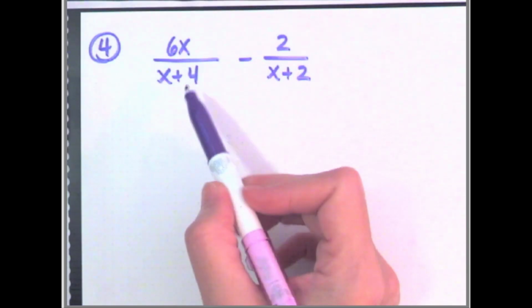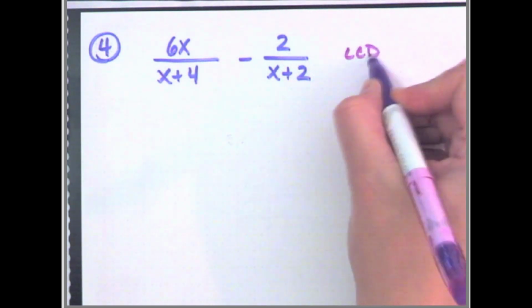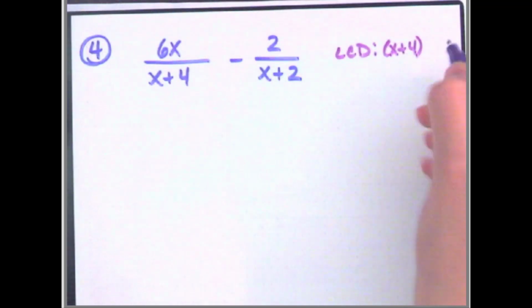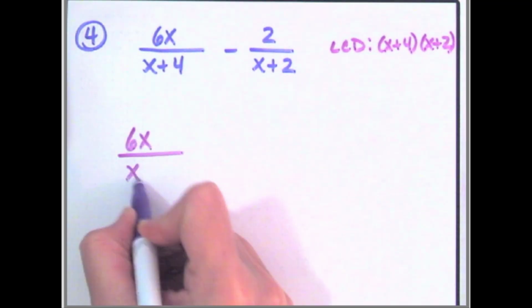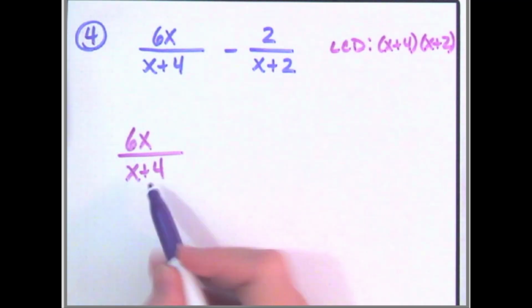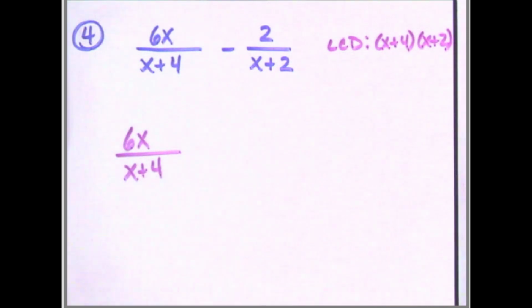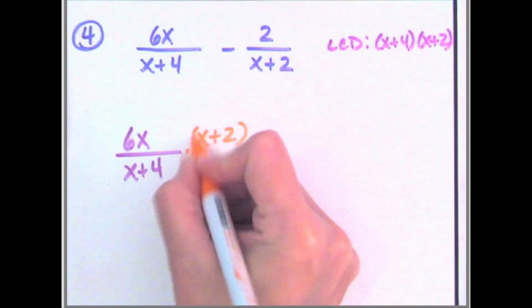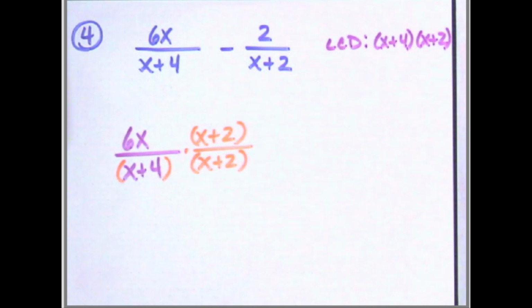So in number 4, we're going to need both of these factors in our least common denominator. So we're going to need an x plus 4 and x plus 2. So we want to rewrite that first expression and think about how we can turn this denominator into the common denominator. So it's missing the x plus 2. So we're just going to multiply the top and bottom by x plus 2, and since that's a binomial, we'll put that in parentheses.